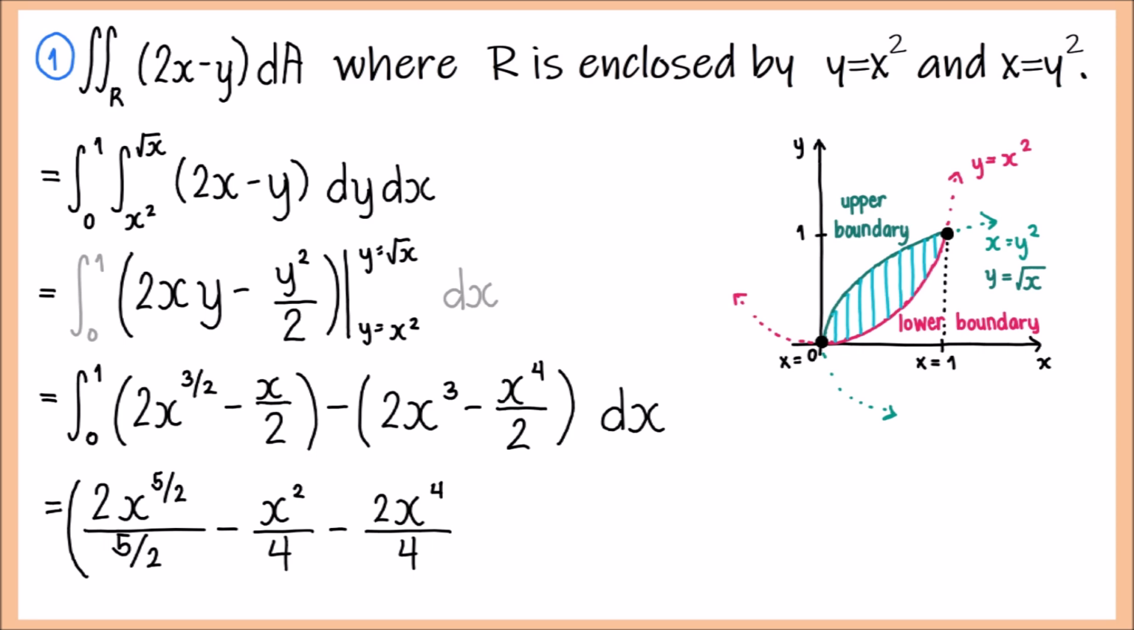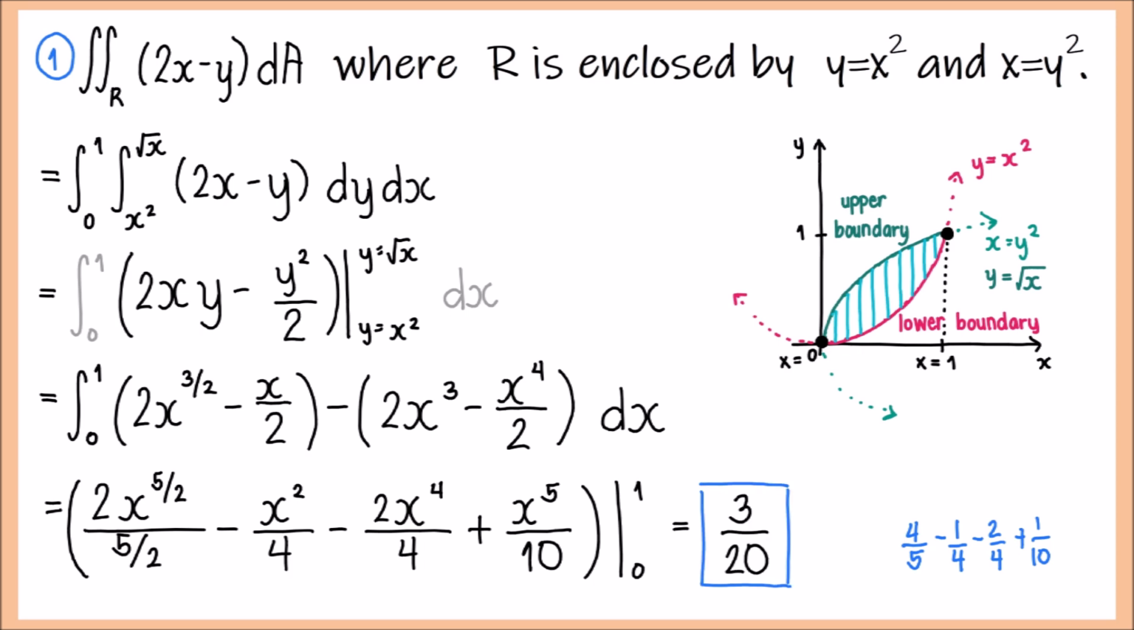For the last term, note that we have minus negative. So we write here plus. Then integrate. We have x raised to 5 over 10. And evaluate this from 0 to 1. There is no need to evaluate at 0 since we will just get 0. If we evaluate at 1, we have 4 over 5 minus 1/4 minus 2/4 plus 1 over 10. Then simplify, we get 3 over 20.